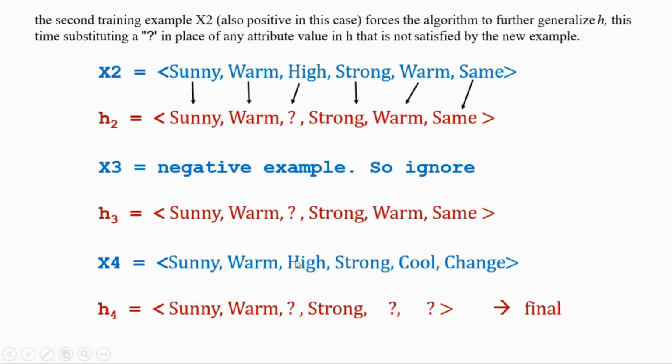Here this is high, and this is a question mark. There is a difference, but since the question mark is the more general value, there is nothing to be replaced, so keep the question mark. The fourth value, both are strong, keep it. The fifth value here is warm and here is cool. There is a difference, so replace with a question mark. The sixth value is also mismatching, so replace with a question mark. So all the examples X1, X2, X3, X4 are considered, and finally the hypothesis H4 is arrived at, which is the final one.